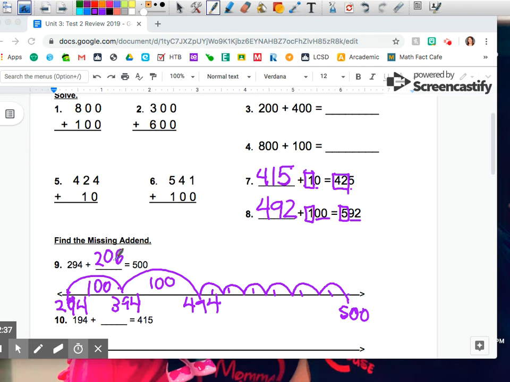And I told them to check it. So 294 plus 206: 4 plus 6 equals 10, carry my 1. 1 plus 9 is 10, 0 more is still going to give me 10. 1 plus 2 is 3, 2 more equals 5. I had a lot that were trying to add 294 and 500, and I said, when you read that, 294 plus 794 does not equal 500.